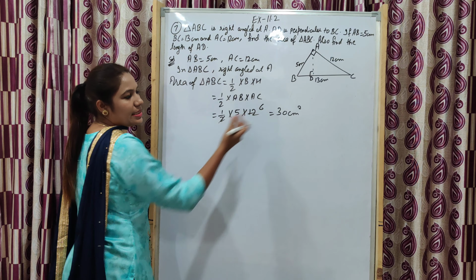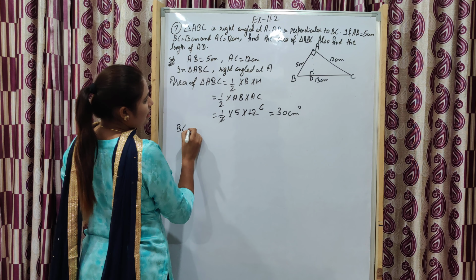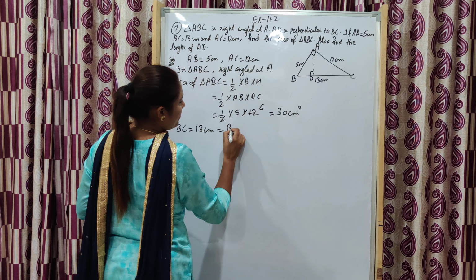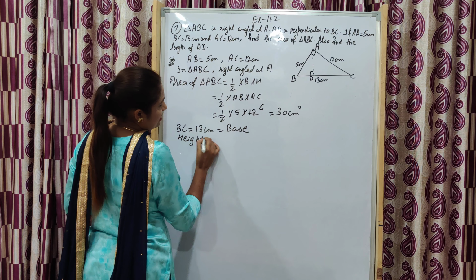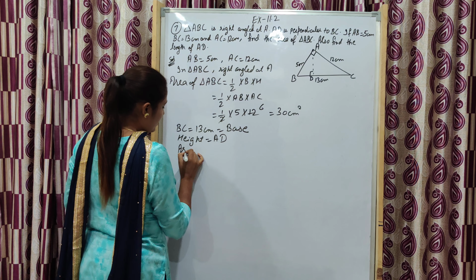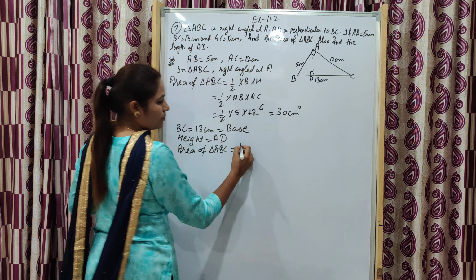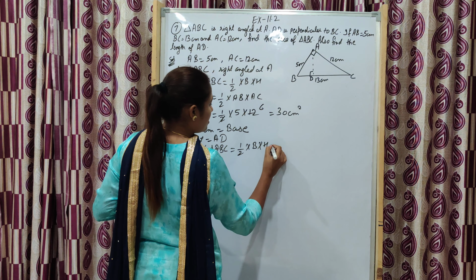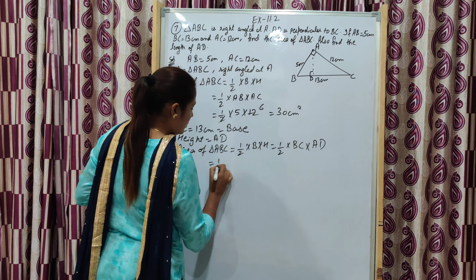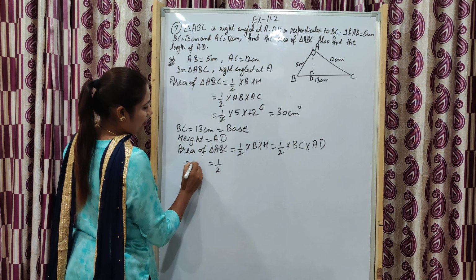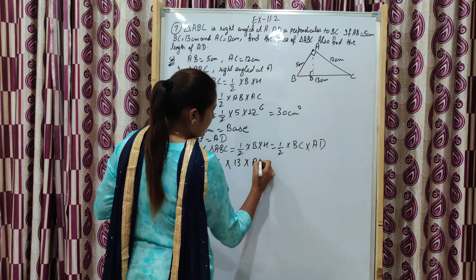Area we know, that is 30 centimeters square. We found it in the first part. So now we will write BC 13 centimeter, and that is our base. So height is AD, that we don't know. Area of triangle, same triangle is there, so same value we will put. Half into base into height, and base is BC, height is AD. So for area we will put the value 30, and base is 13, and height we don't know, we will write AD.